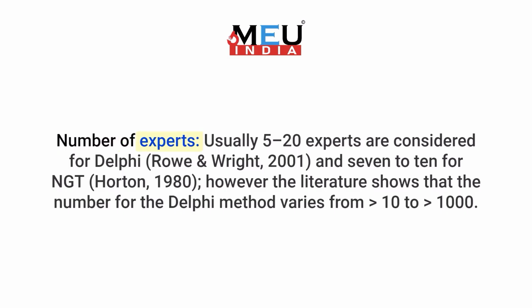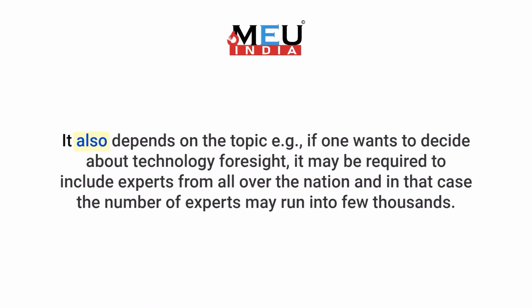3. Number of experts. Usually, 20 experts are considered for Delphi and 7 to 10 for NGT. However, the literature shows that the number for the Delphi method varies from greater than 10 to greater than 1000. It also depends on the topic, e.g., if one wants to decide about technology foresight, it may be required to include experts from all over the nation, and in that case, the number of experts may run into a few thousands.